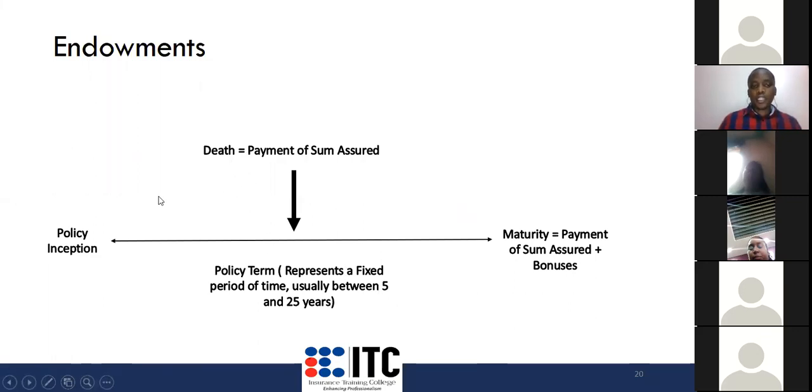If death occurs at any point within this policy term, then there's a payout of the sum assured. While at the end of the policy term, if the life assured is still alive, then it triggers a payout of the maturity value. Now, depending on the kind of endowment, it may pay the sum assured plus bonuses, or it may pay out what we call a maturity value.